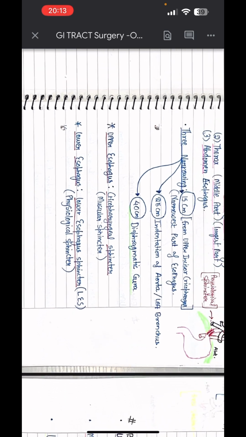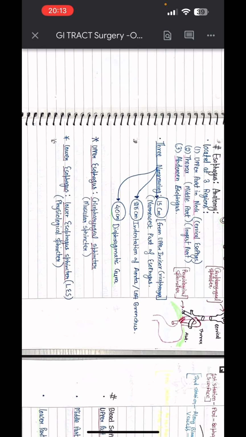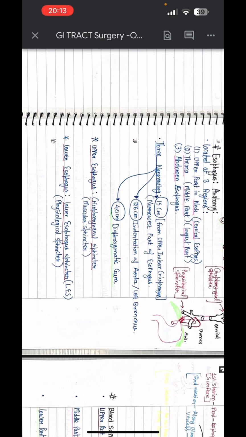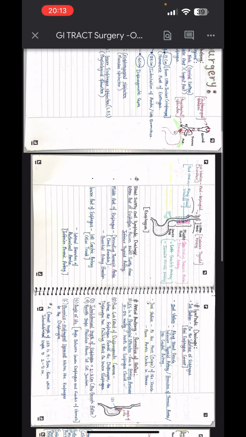This we have seen, right? Upper esophageal sphincter is cricopharyngeal sphincter, which is muscular, and lower esophageal sphincter is physiological sphincter. Let's go next. Next is blood supply and lymphatic drainage.